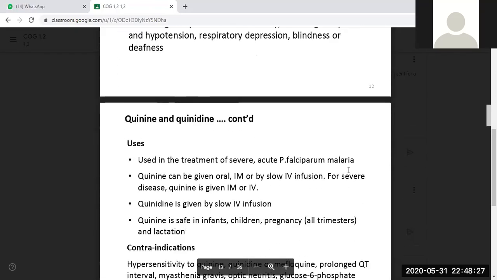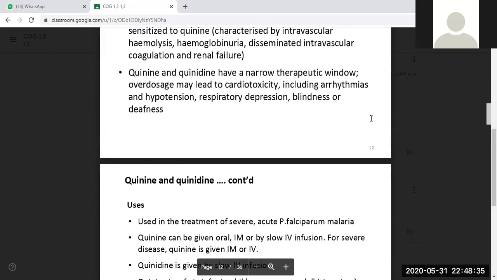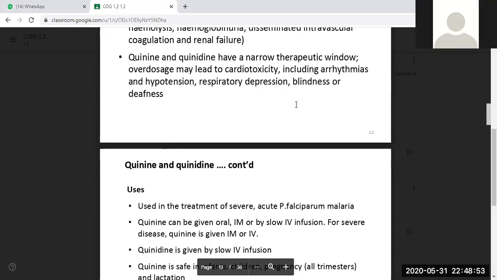When do we use this drug? What is arrhythmia? Arrhythmia is an abnormal heart rhythm. Okay? An abnormal heart rhythm. Are we together? Yes.